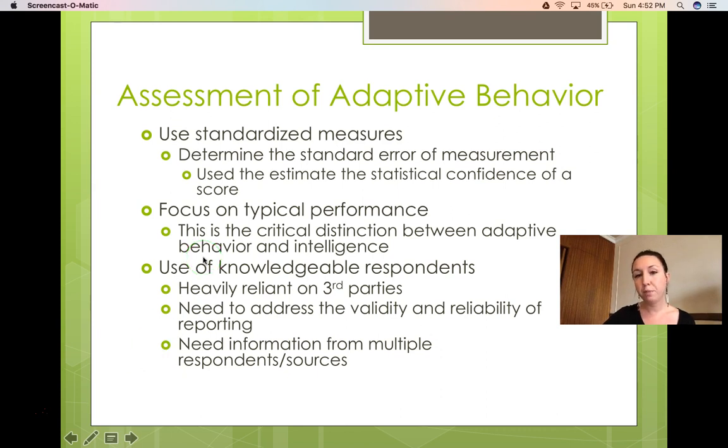And most of the adaptive behavior measures have different versions. So for school-aged individuals, there's a school and a home version. There's also a home version and a work version on a lot of them for individuals that are in the adult years and may be employed.